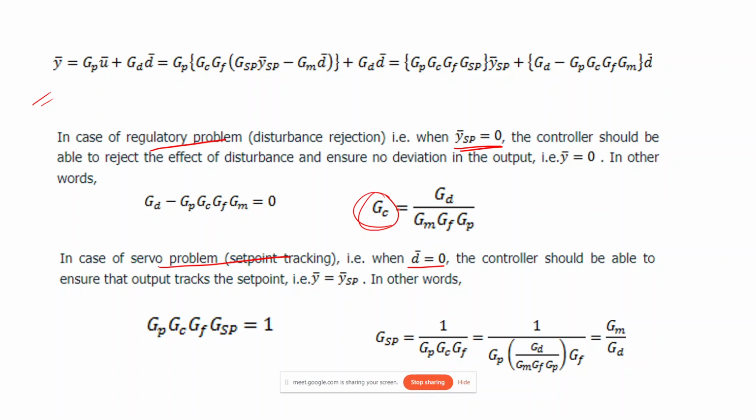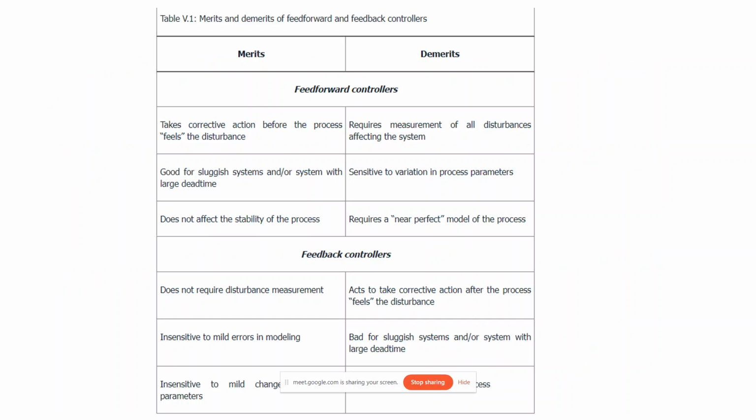So in each of these feedback controller and feed forward studies, the main task will be to find this controller equation, that is GC. So corresponding to this controller transfer function, we will be finding the parameters of the controller equation. So that is our main task over here. Now just to compare the merits and demerits of feed forward and feedback controller, I have this slide over here. So the first one is the feed forward controller.